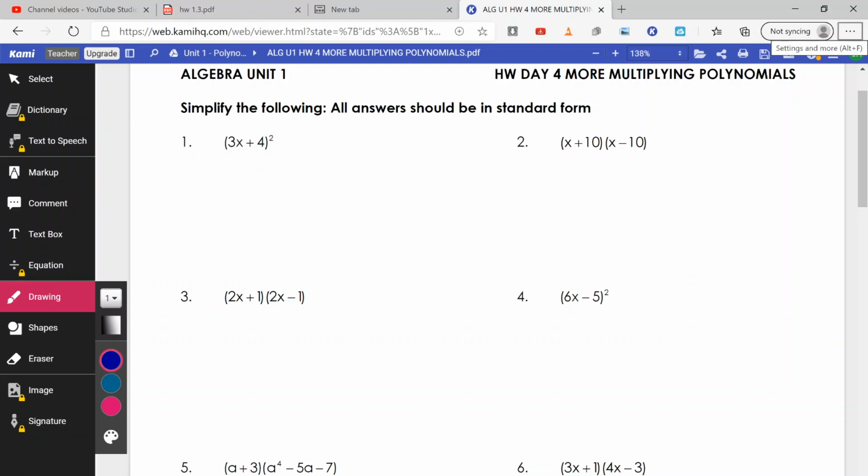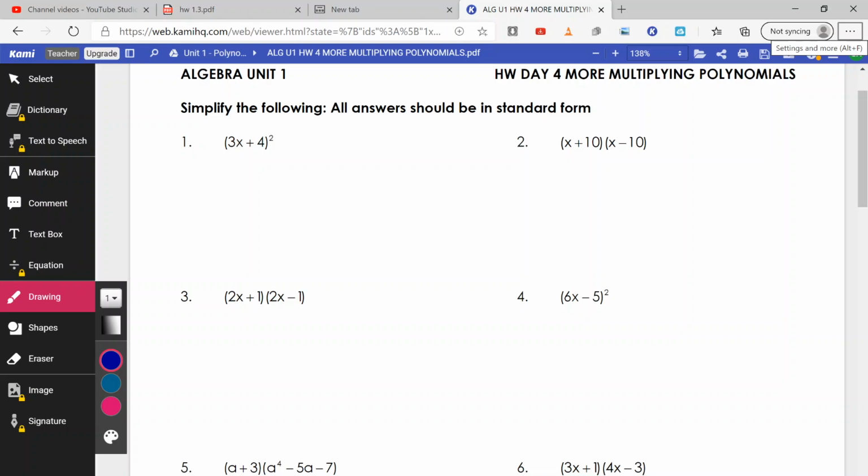Here we have the homework for multiplying polynomials continuing on. So again, day 3 was all about multiplying polynomials, where it was a monomial times a binomial, or a binomial times binomial, trinomials times trinomials, with no real set pattern. Day 4 is more about what happens if I have the same thing in the same order, but I changed the sign. So again, that was all about that.